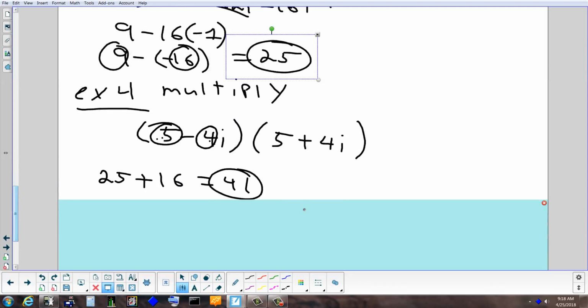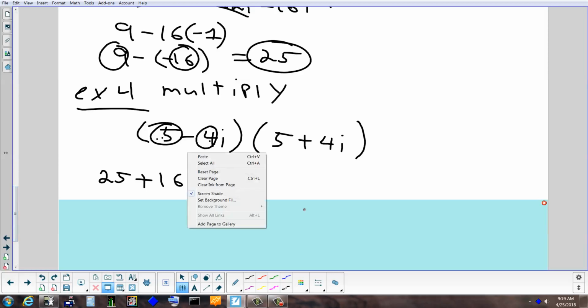If you don't like the shortcut and you want to FOIL it all out, you can. But the shortcut is square the first number, square the second number, and add them up. And if you're wondering whether you should square the negative 4 or the positive 4, it doesn't matter. Negative 4 squared is 16. Positive 4 squared is 16. So it doesn't matter if you use the negative or not.